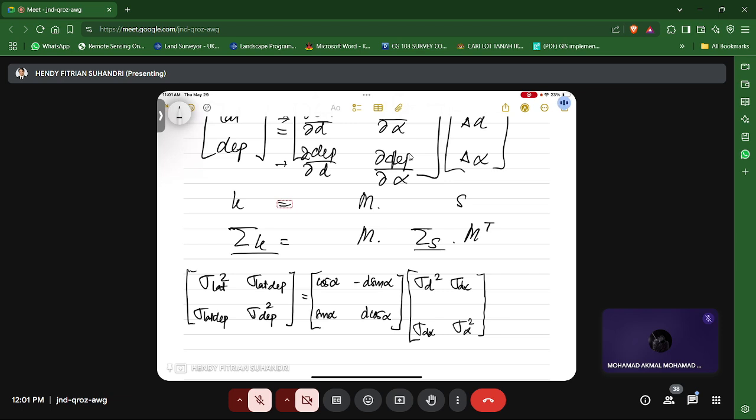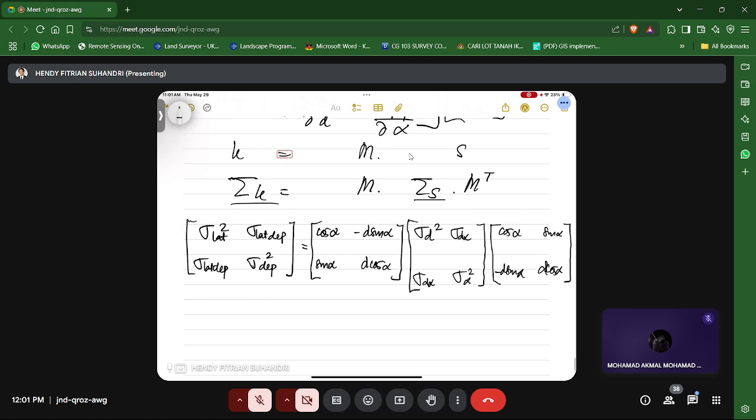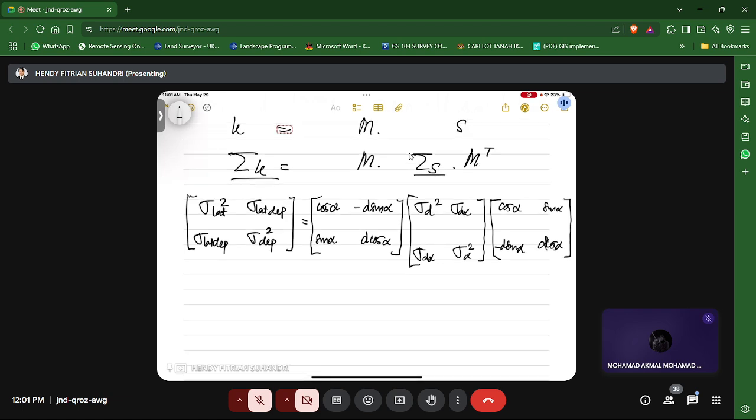Okay, dalam radians. Kemudian M transpose: cosine alpha, sin alpha. Kemudian di sini negatif D sin alpha, D cosine alpha. Ni, selesai. Inilah dia punya penyelesaian. Tinggal masukkan semua nilai. Nilai alpha berapa, cosine D berapa, times sin alpha. Ada bearing, masukkan nilai bearing. Ada jarak, masukkan nilai jarak.